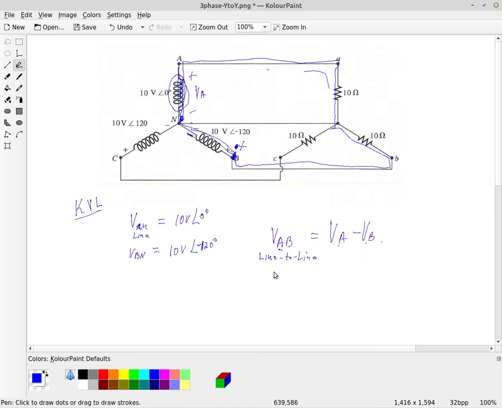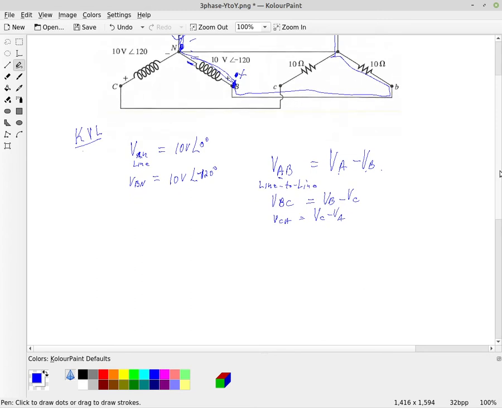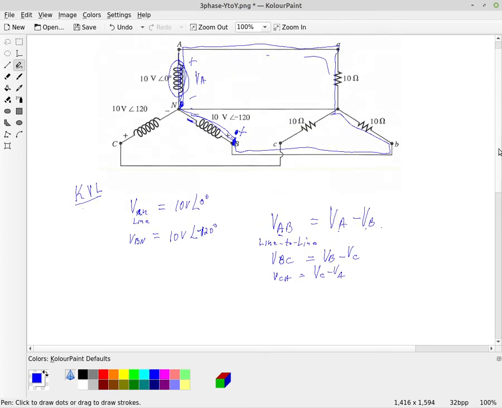You could do a similar thing with VBC, right? VBC would be VB minus VC, and then VCA would be VC minus VA. And so you can do that for all of those. Now, remember, these are phasors, right? We're talking about voltages that have both a magnitude and a phase angle.